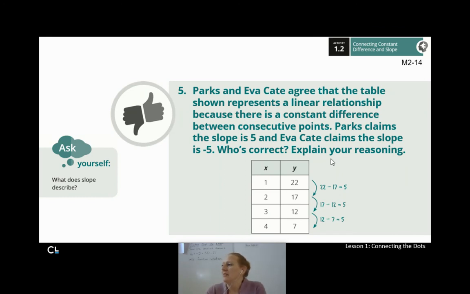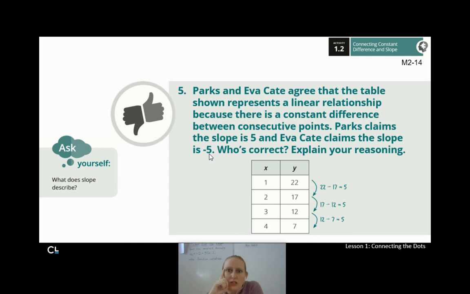So Parks and Eva Kate agree that the table shown represents a linear relationship. Yep, they have this here. Because there's a constant difference between consecutive points. So they're like, okay, 1, 2, 3, 4, great, that's counting by ones. So they just subtracted, and they're like, hey, 5, 5, 5.